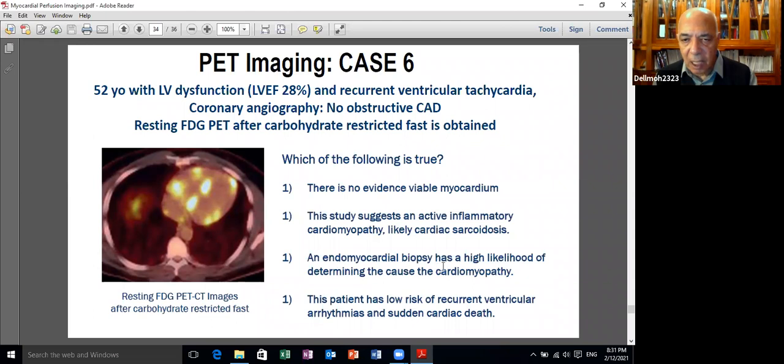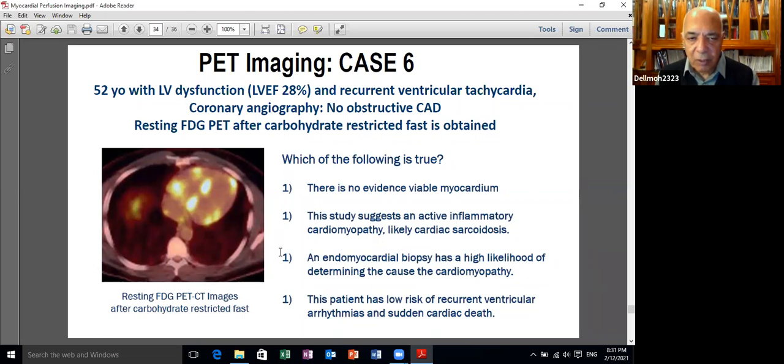Endomyocardial biopsy has a high likelihood of determining the cause of cardiomyopathy. Of course, that's wrong because sarcoidosis is a patchy disease, so endomyocardial biopsy is not very helpful. And the patient has low risk of recurrent ventricular arrhythmia and sudden cardiac death. Again, that's wrong because sarcoidosis patients are very prone to recurrent ventricular arrhythmia, heart block, as well as sudden cardiac death. That's why most of these patients get an ICD. So as you see here, the correct answer is number 2.